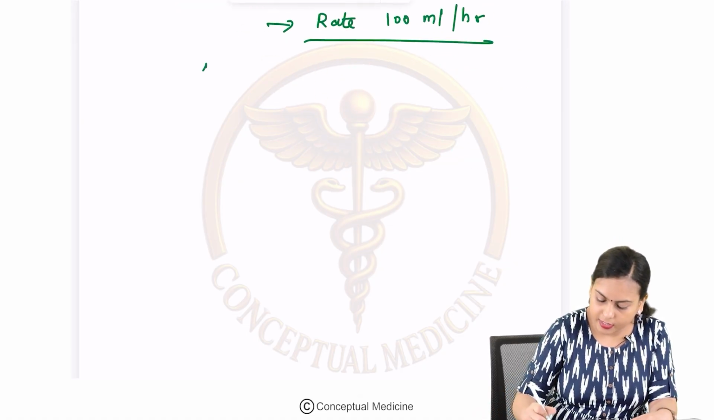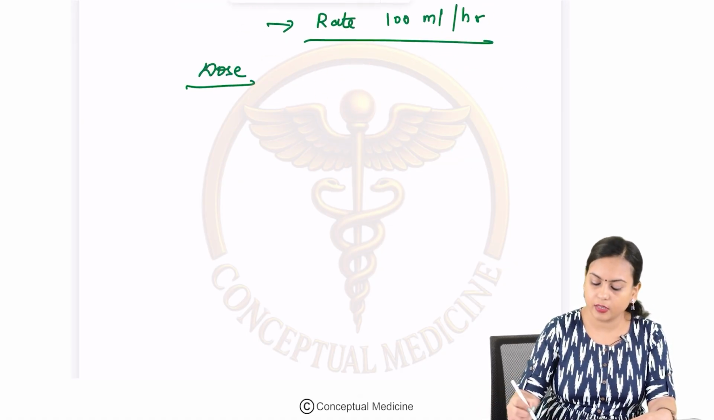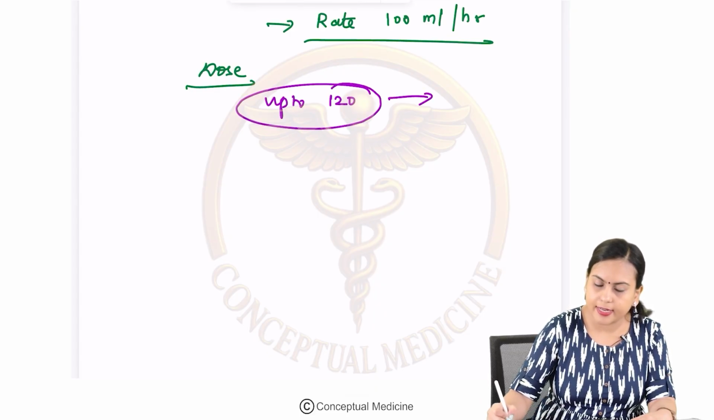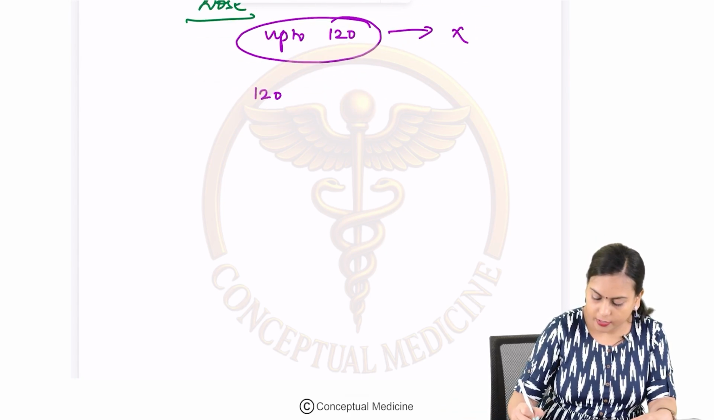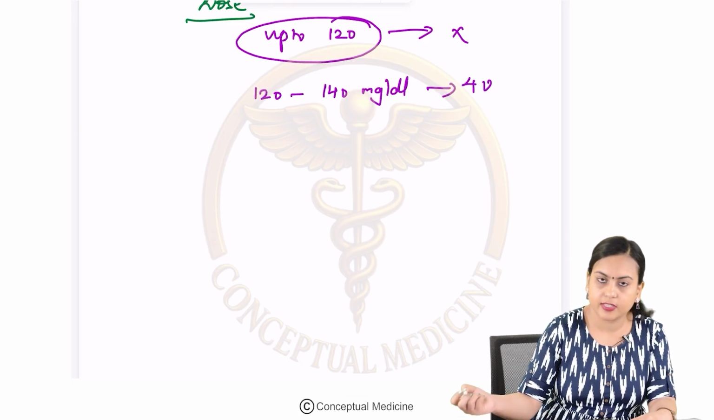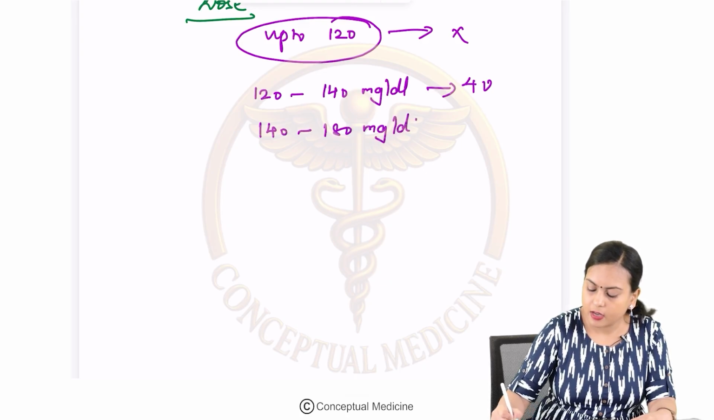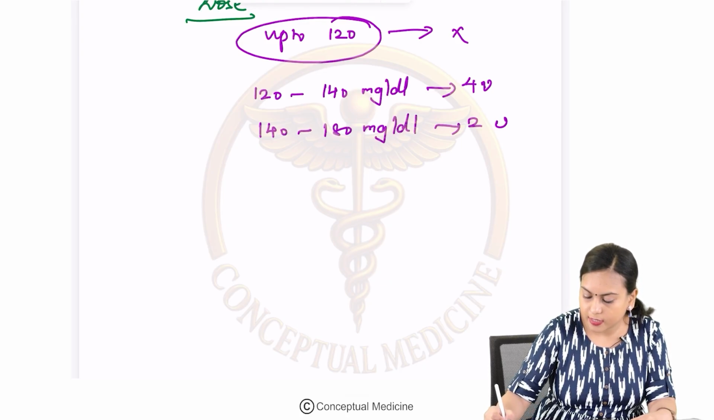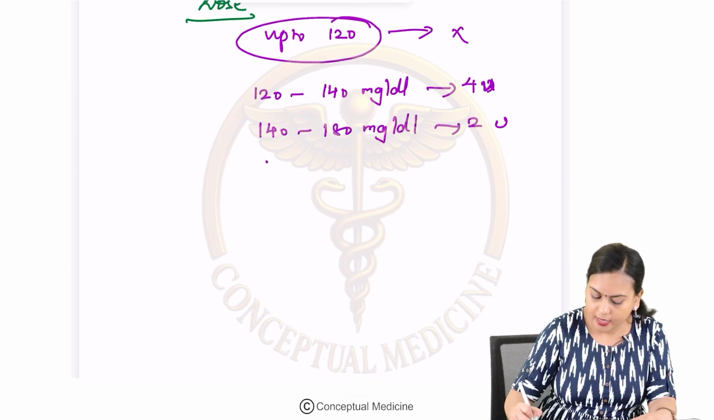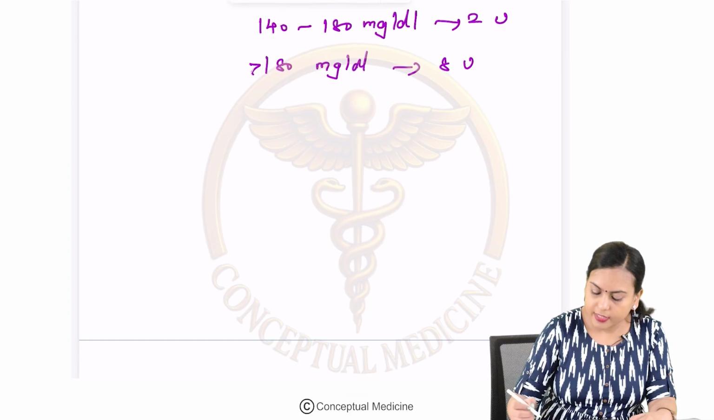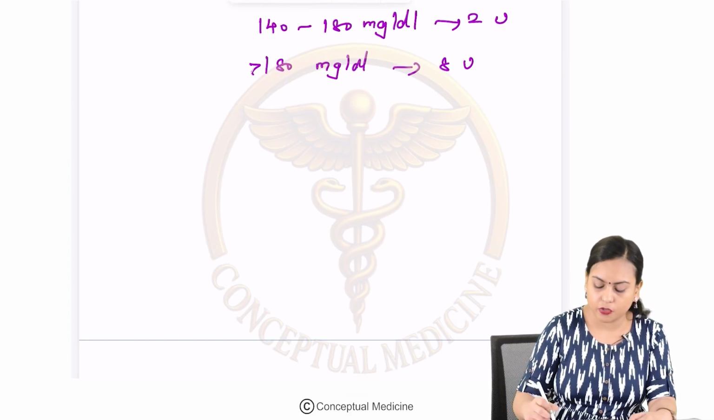The rate of giving the dose will be 100 milliliter per hour. If we see the dose requirements, it depends upon the glucose values. Up to 120 we are not going to add any insulin, but between 120 to 140 milligram per deciliter we have to add 4 units of insulin, and 140 to 180 milligram per deciliter we have to add 2 units of insulin. More than 180 milligram per deciliter means we have to add 8 units. Clear?